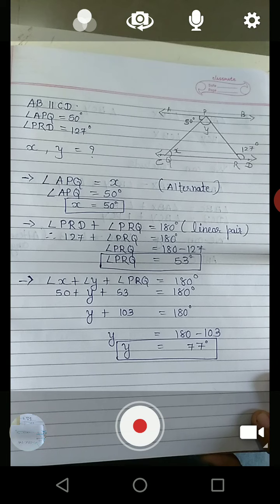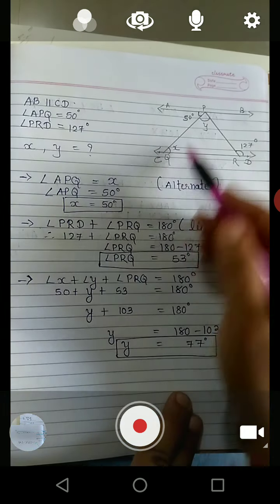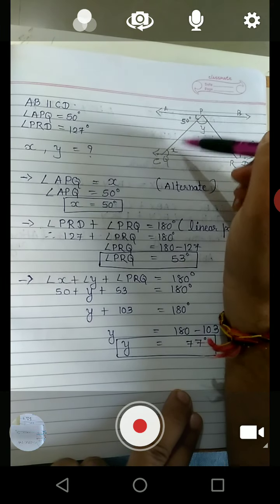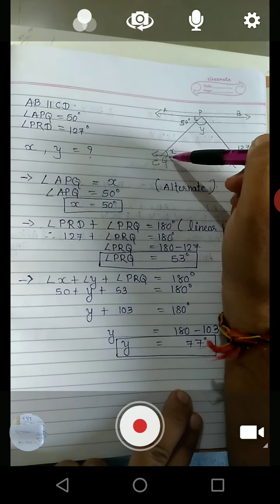So first of all, APQ is equal to X because both are alternate angles. Here APQ is equal to X, these two are alternate angles. So X is equal to 50 degrees. This one is 50, so X is also 50.